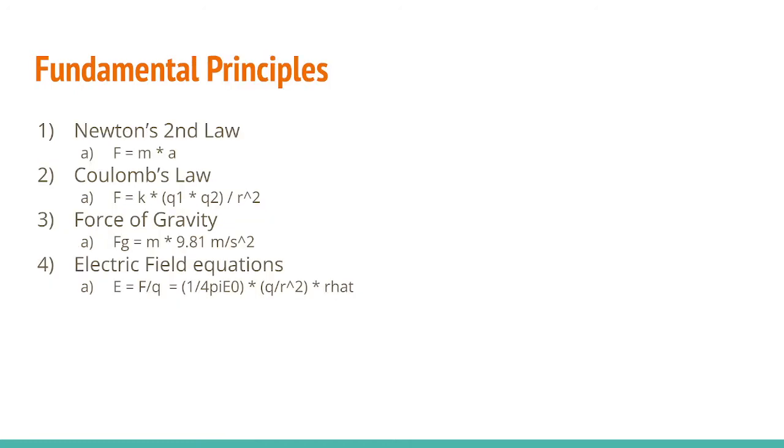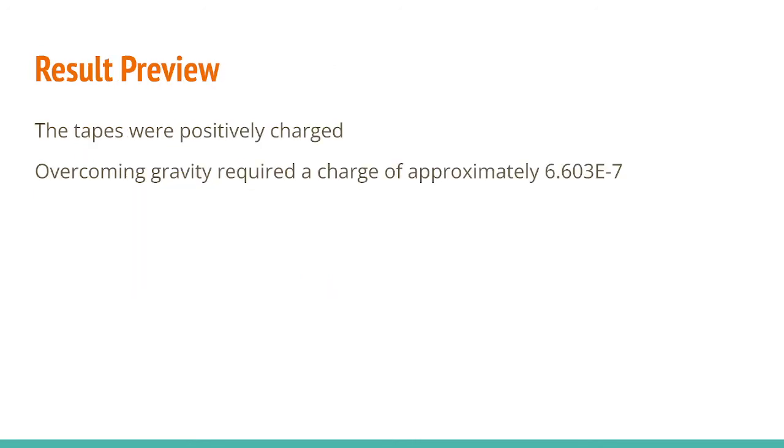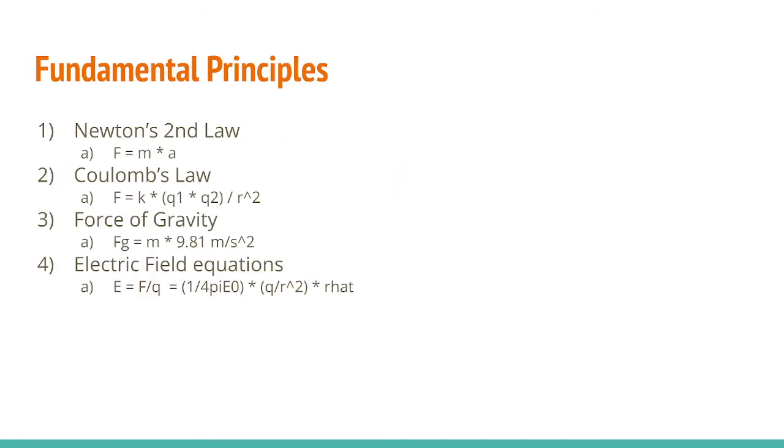Yeah. So some fundamental principles here. Newton's second law, F equals ma. You can actually see there force of gravity, Fg, is m times the acceleration due to gravity, 9.81 meters per second squared. And that's what allows us to tell how much of a force we need to overcome with the electrical repulsion. So that's the force due to gravity there.